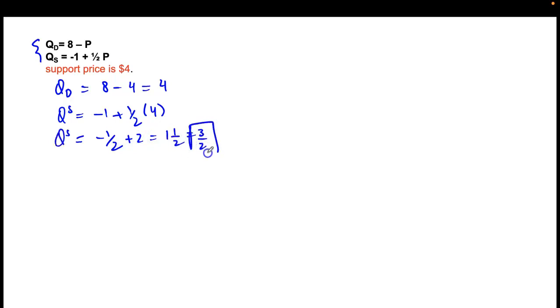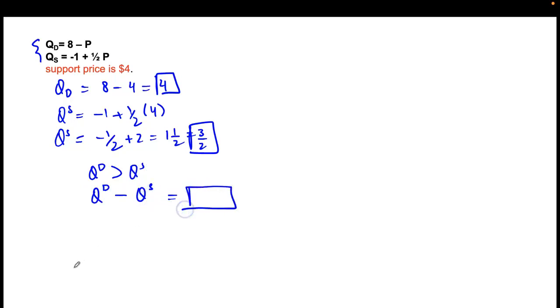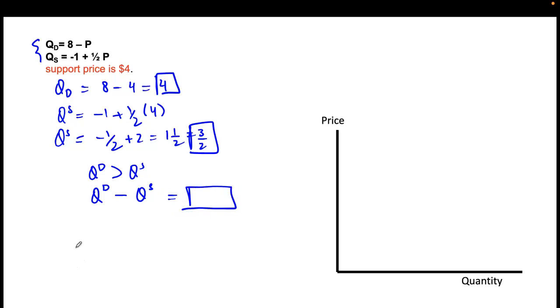So you can see your quantity supplied and quantity demanded are no longer equal. In fact, quantity demanded exceeds quantity supplied. You can calculate the resulting shortage over here by taking the difference, and that will give you the exact amount of the shortage. We can represent this situation on our diagram.